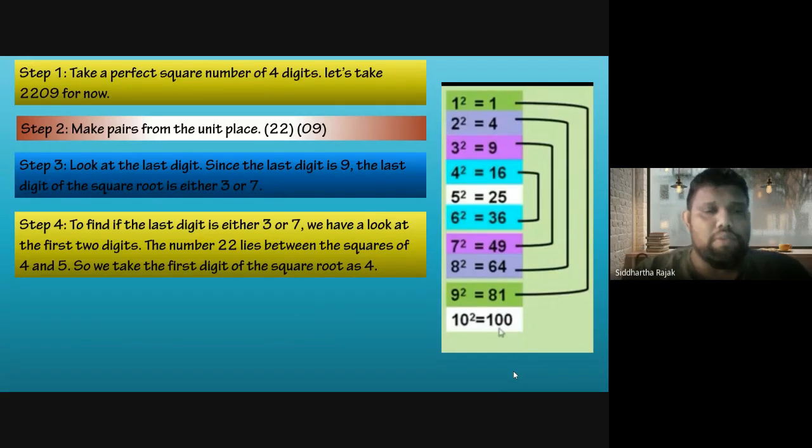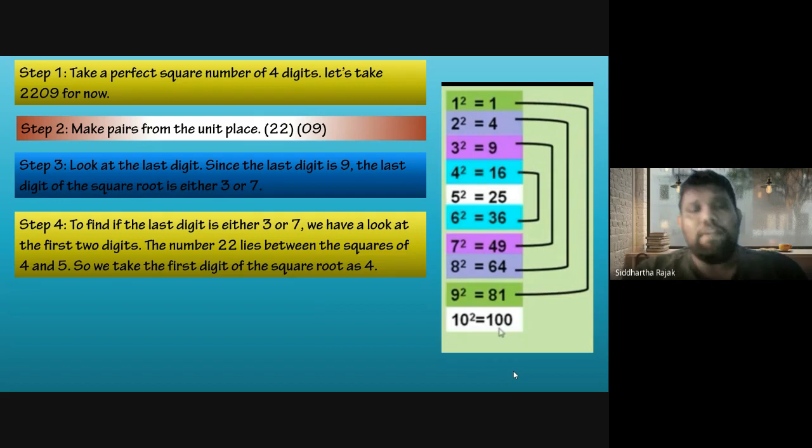So we have to look at the squares. For that, we need the first two digits. The first two digits are 22, right? So 22 is the number which is the other pair. That 22 lies between 16 and 25 if you look at the squares column. It'll be somewhere in between 16 and 25.